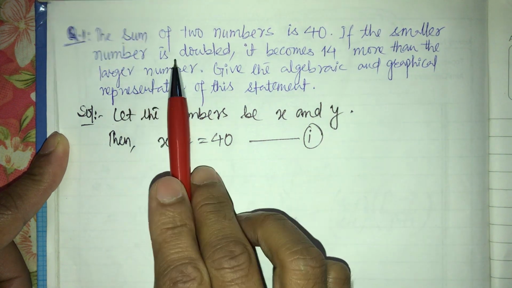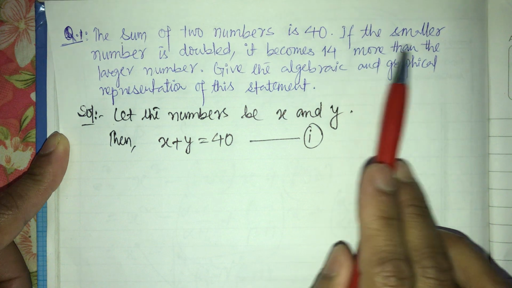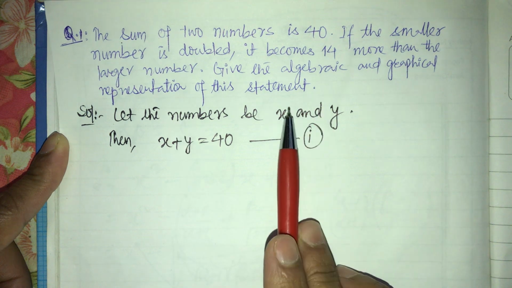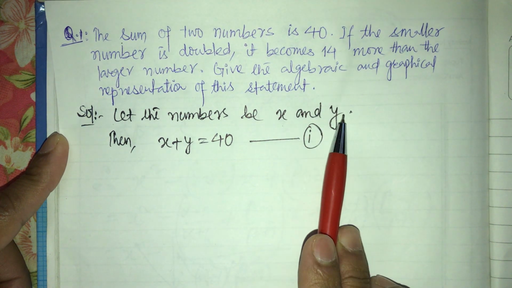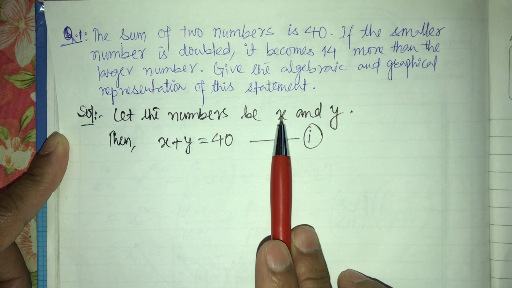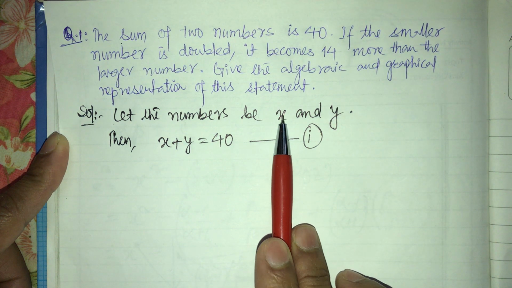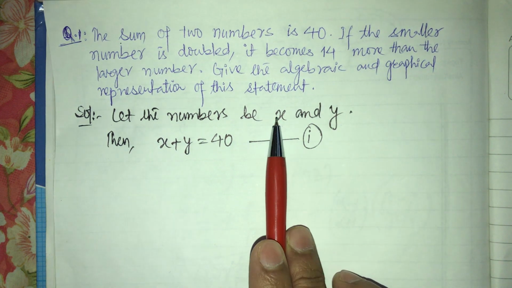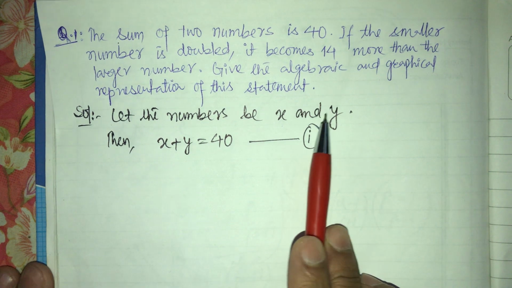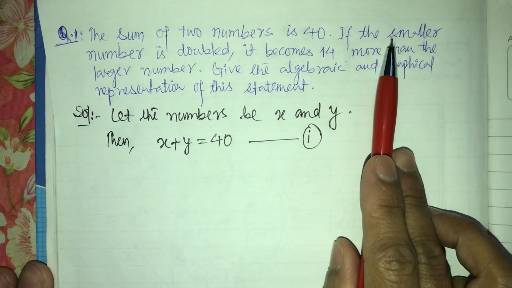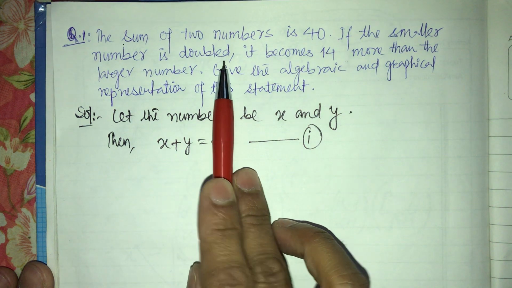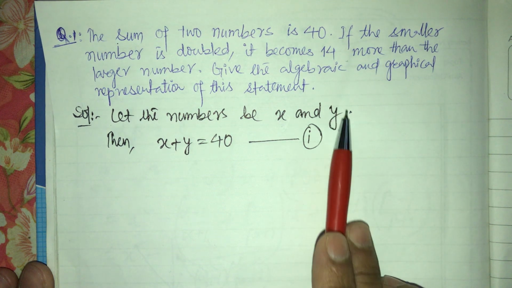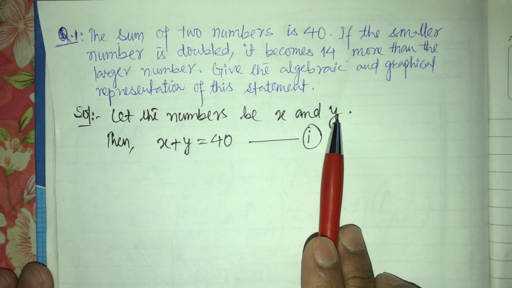Now let's go to the second statement. If the smaller number is doubled, it becomes 14 more than the larger number. They said one is the smaller number, one is the larger number. So it makes no difference, x and y we took. Either x can be the larger number or y can be the larger number. It makes no difference. We can consider any one as larger and the other as smaller. So again, let's go back to the second statement.